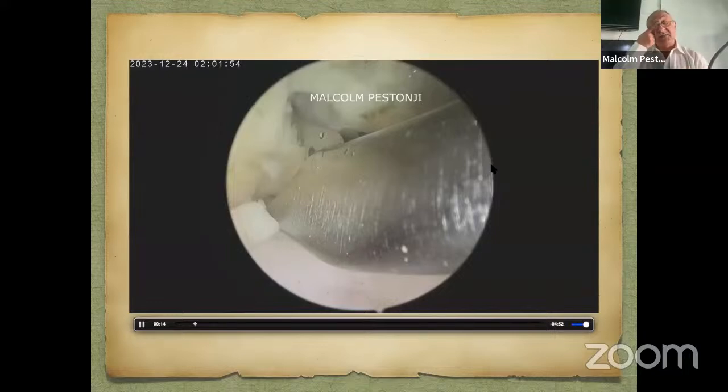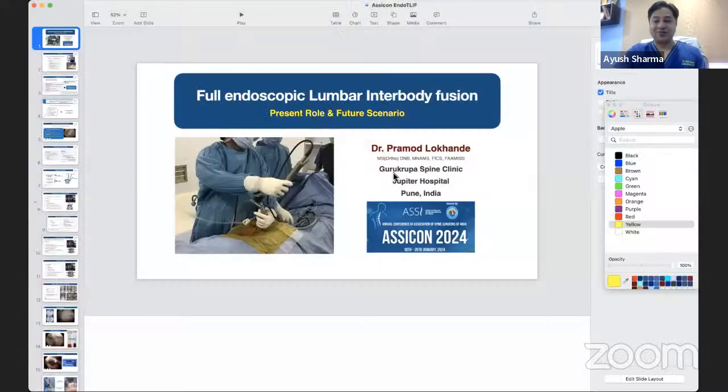Thank you for giving me this opportunity, Dr. Ayush. I thank ASICON, I thank everyone, and I especially thank Dr. Pramod Lokhande. Thank you, sir, for chairing and giving me the opportunity. So thank you so much, and this is not the end of Dr. Malcolm. We'll have him demonstrate the beautiful technique. And when you have a guy like Dr. Malcolm, no other than Dr. Lokhande is the one who can match up to his skill set.